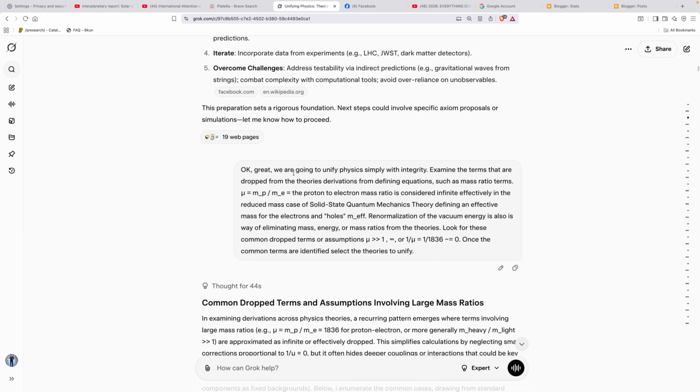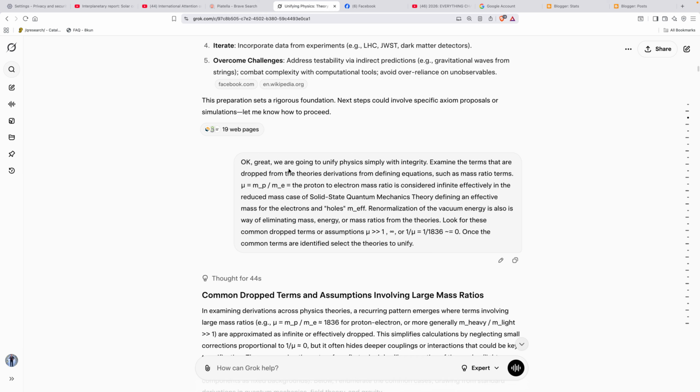Now this is where I start telling it a little bit. We're going to unify physics simply with integrity. Examine the terms that are dropped from the theories' derivations from defining equations, such as the mass ratio terms. Notice I just give it mu is equal to the proton mass divided by the electron mass. Don't give it anything else yet. And it mentions that it's considered effectively infinite in the reduced mass case of solid state quantum mechanics.